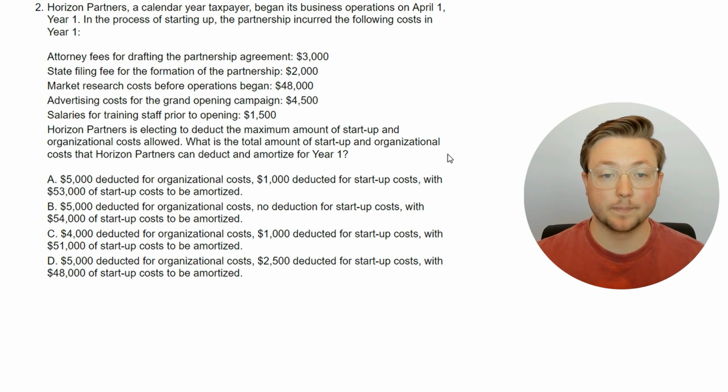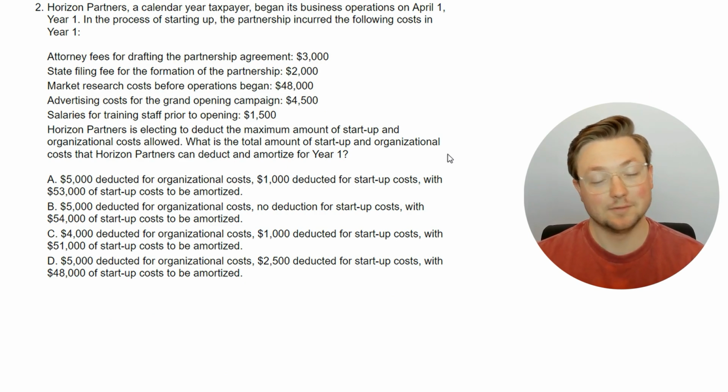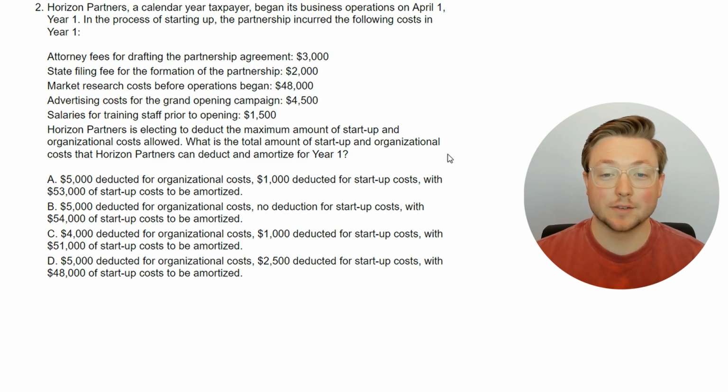All right, here's the next question. Horizon Partners, a calendar year taxpayer, began its business operations on April 1st, year 1. Or did it? April Fools. No. In the process of starting up, the partnership incurred the following costs in year 1. Attorney fees for drafting the partnership agreement, $3,000. State filing fee for the formation of the partnership, $2,000. Market research costs before operations began of $48,000. Advertising costs for the grand opening campaign, $4,500. Salaries for training staff prior to opening, $1,500.